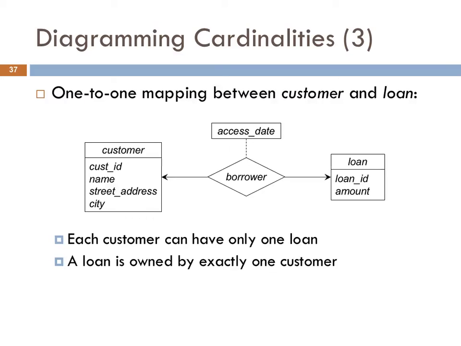This would be a one-to-one mapping. Arrows on both sides. You stand on the loan side, you look through the relationship set, there's an arrowhead on the other side, so you see one customer. You stand on the customer side, look through borrower, there's an arrowhead on the other side, so you see one loan. Okay? That's the way that you would diagram this stuff.